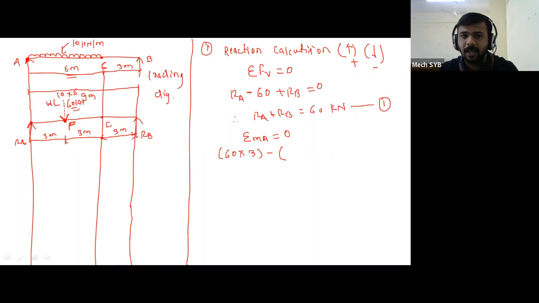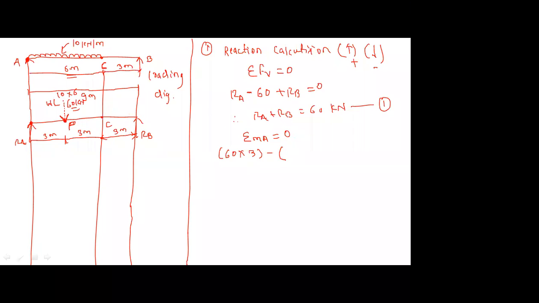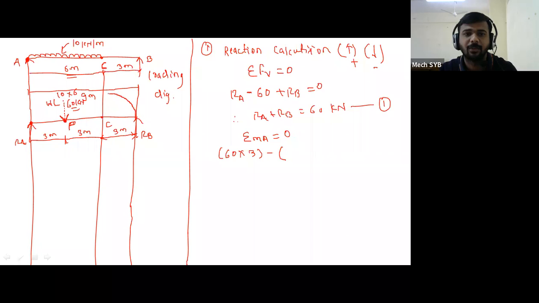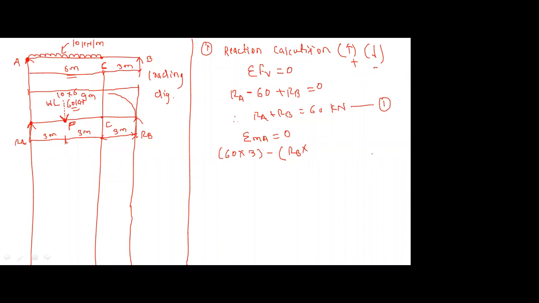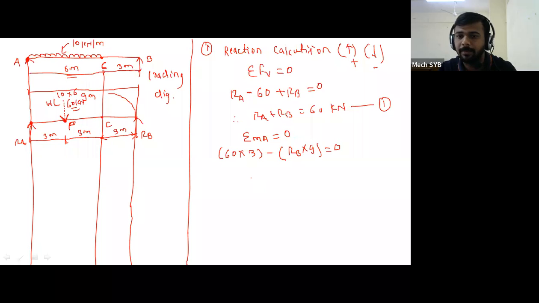Minus RB, is it rotating anti-clockwise or clockwise towards point A? Anti-clockwise. See, it goes upward, because its direction is upward. It is rotating anti-clockwise. Therefore, RB into the distance between RB and point A, 9 meter, is equal to 0. Tell me the value of RB.